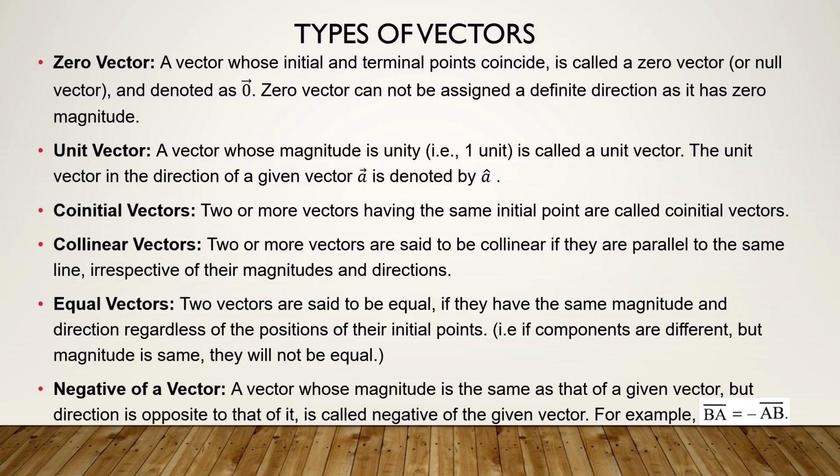Equal vectors: two vectors are said to be equal if they have the same magnitude and direction regardless of the position of their initial points. That means if the components are different but the magnitude is same, then they will not be equal. Why? Because you need the direction also to be same. Negative of a vector: a vector whose magnitude is the same as that of the given vector but the direction is opposite. For example, vector from B to A is negative of vector from A to B.